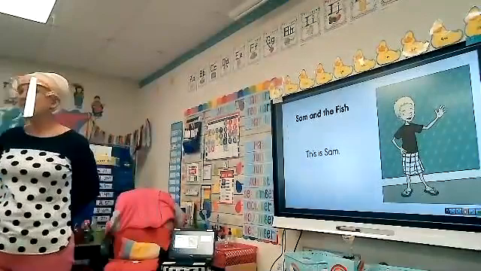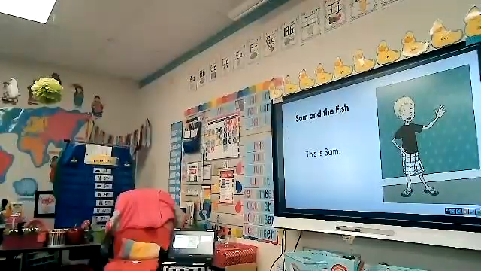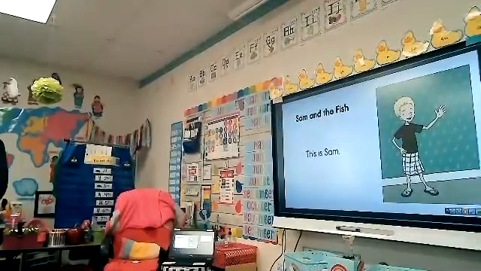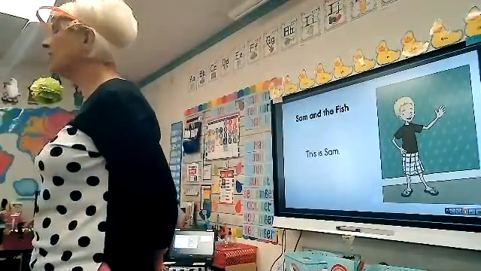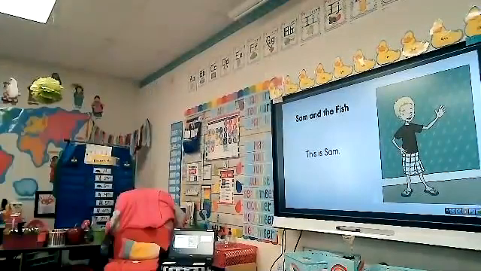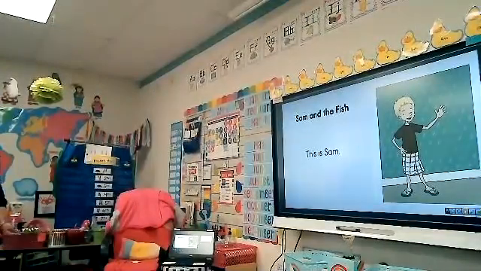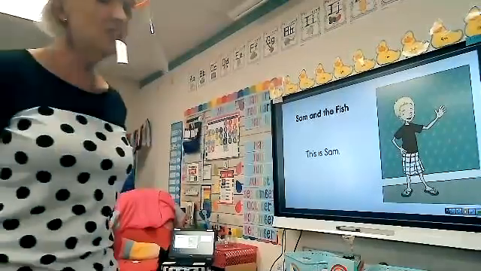So where can we find what page this is on? Table of contents. The table of contents, right. If we are looking at the table of contents, should everybody be looking at the table of contents right now? Yes. What page does it say that Sam and the Fish is on? Page 2. That's right. So everybody needs to turn to page 2.